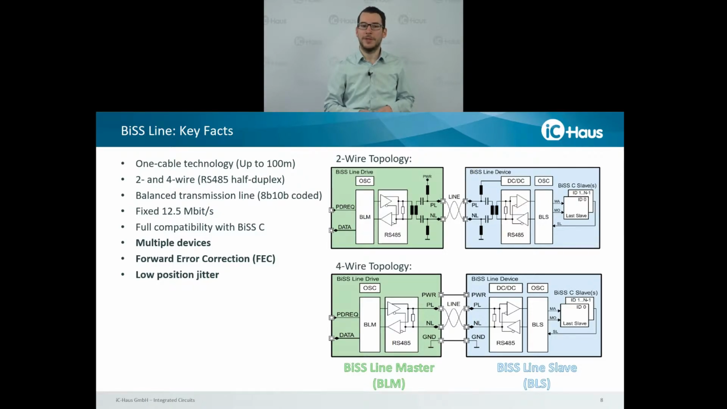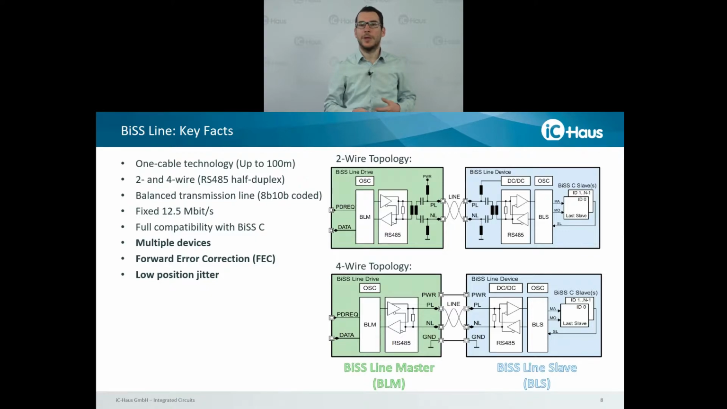To ensure that these 8-bit 10-bit coded symbols fit to our BiSS C transmission, which is typically up to 10 megahertz of clock frequency, we use a fixed 12.5 megabit per second bitrate. BiSS Line is fully compatible with the BiSS C protocol and is suitable to connect multiple devices to one BiSS master. That can be several sensors and actuators connected to one BiSS slave, and several BiSS slaves connected to one BiSS master.